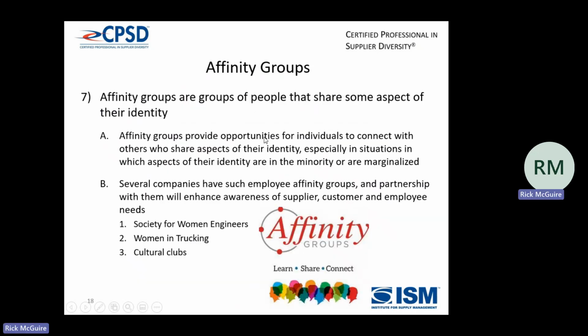Affinity groups are groups of people that share some aspect of their identity, similar people, let's say. Affinity groups provide opportunities for individuals to connect with others who share aspects of their identity, especially in situations in which aspects of their identity are in the minority. So several companies have employee affinity groups, and partnership with them will enhance awareness of supplier, customer, and employee needs. So there's the Society of Women Engineers, Women in Trucking, cultural clubs, etc.